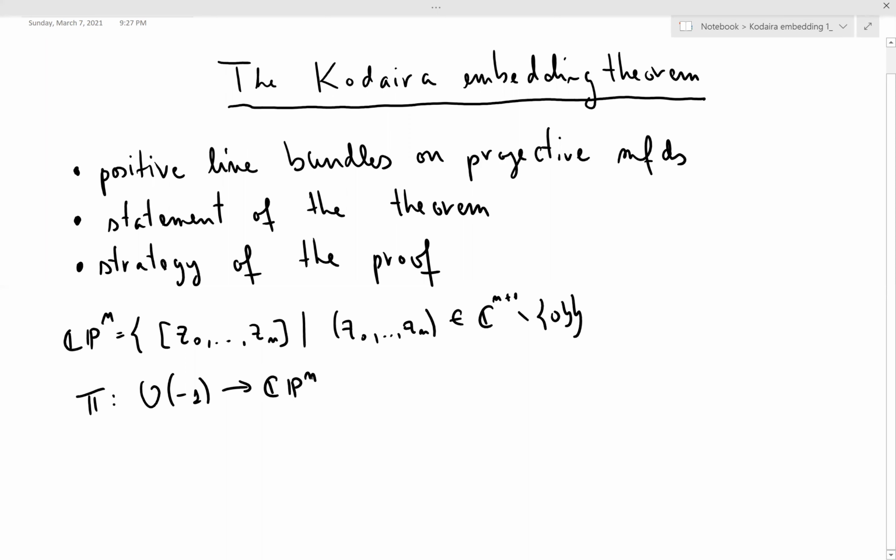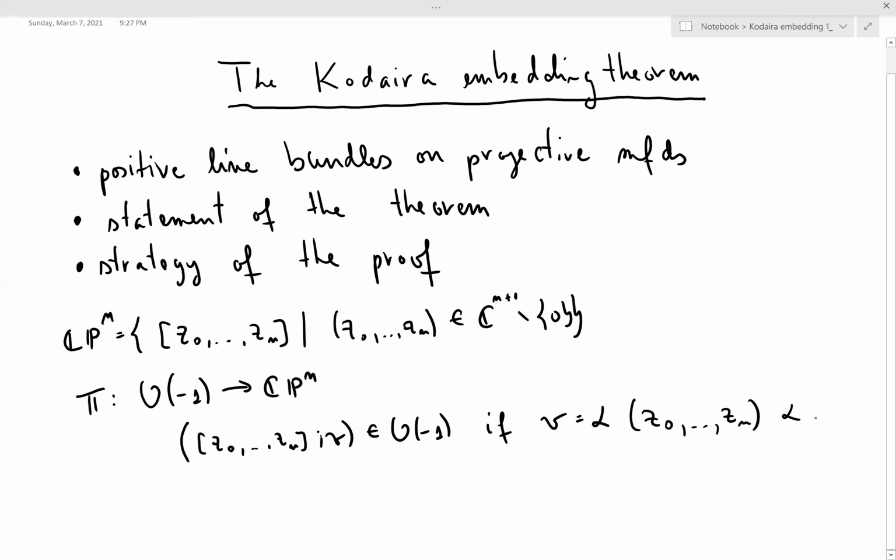Quickly to recall, it's the line bundle where the fibers are the vectors associated to each direction on CP^n. So a pair: V is in O(-1) if V is alpha times (Z0, ..., Zn), where alpha is a complex number.